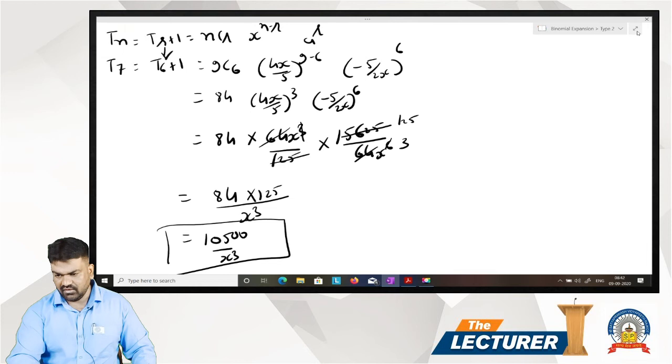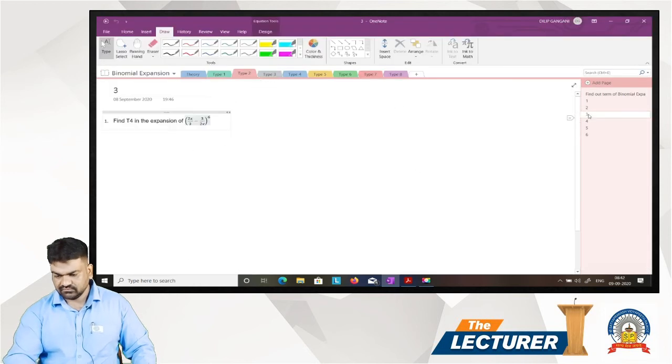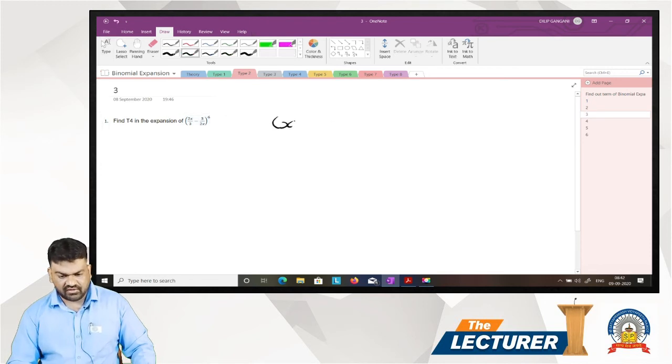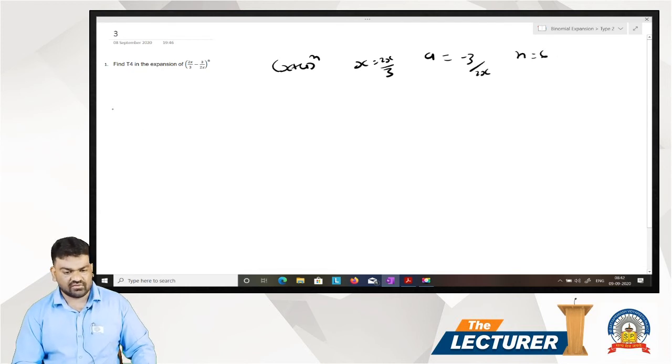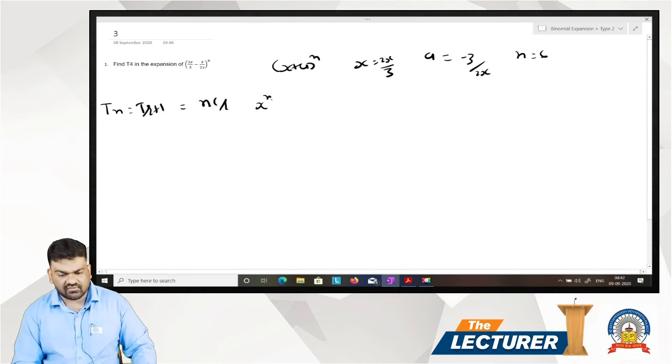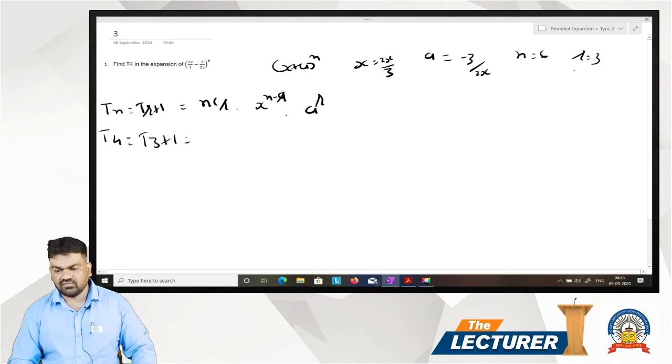Next, example number 3. Find T4 in the expansion of (x plus a) raised to n. What is x? 2x divided by 3. What is a? Minus 3 by 2x. What is n? n is equal to 6. Tr plus 1 is equal to nCr x raised to n minus r, a raised to r. What is T4? T4 is equal to T3 plus 1, so r is equal to 3.